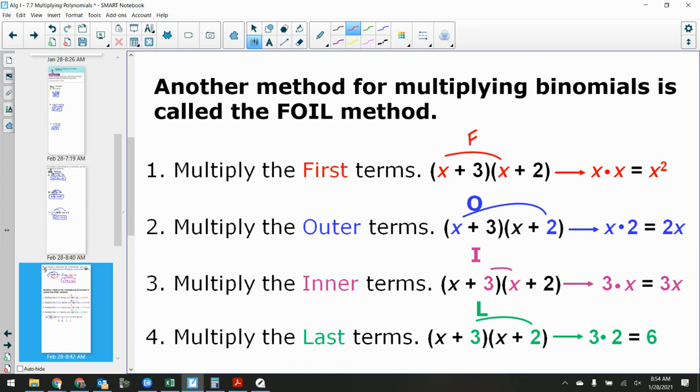Anybody that's passed Algebra 1 is going to know, oh yeah, the FOIL method. I know how to FOIL those two binomials together. What does that mean? That means that you're going to multiply firsts together, outers together, inners together, and then lasts together. You see how that works? First, outer, inner, last. FOIL.